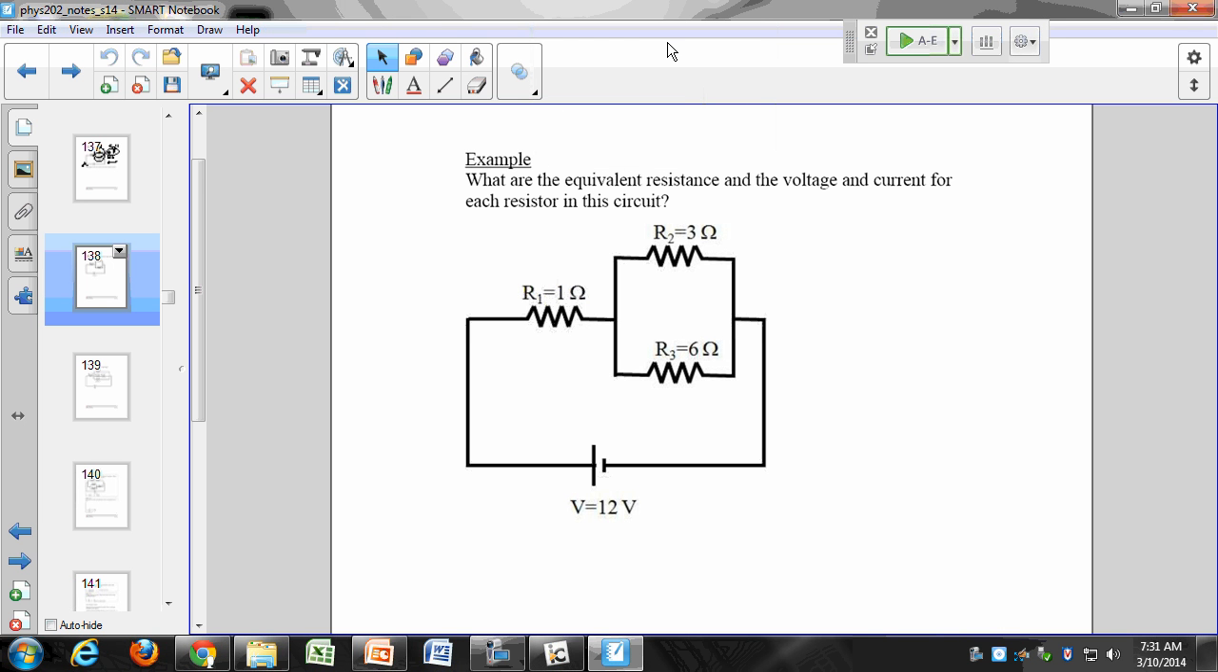All right, folks, let's do some simple combination circuits, then we'll do some that are slightly more complicated. Likely on this next test, you'll have both a multi-loop circuit and a combination circuit like this, where you have a combination of series and parallel. We'll get to multi-loop circuits maybe today or maybe on Wednesday.